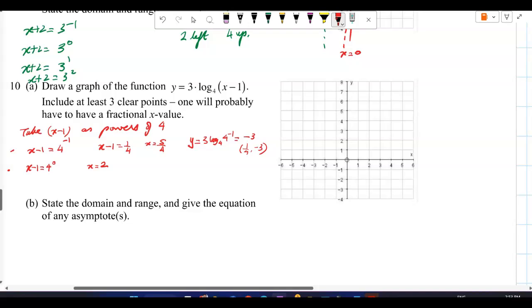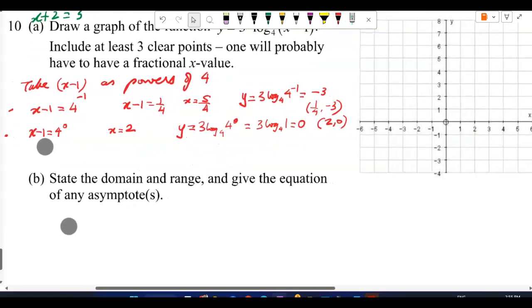So y is equal to what? Y is equal to 3 log 4. What are you putting? 4 to the power of 0. Yeah, which is what? 1. What is log 1? Log 1 is 0. 3 into 0, 0. So that's your second point. 2 comma 0. 2 comma 0.